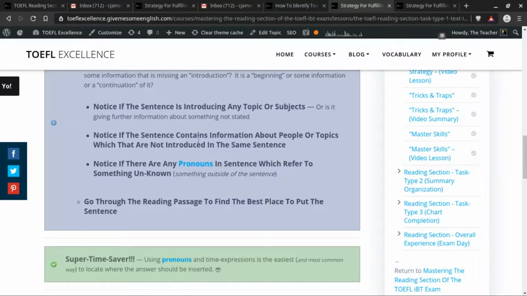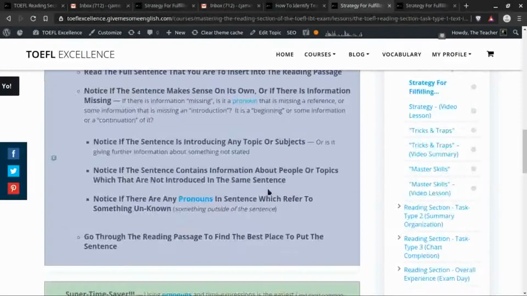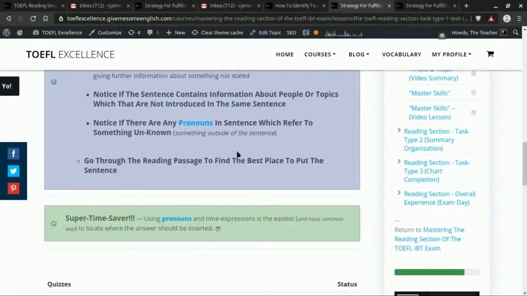You should also notice if the sentence contains any information about people or topics which are not introduced in the same sentence. In other words, they're talking about them in a sentence previously. Notice if the pronouns refer to something unknown, as I mentioned up here. If the pronoun is not referring to something in the same sentence, it's almost always going to be referring to something in the sentence before. And then you simply just go through the reading passage to find the best place where the sentence would fit.